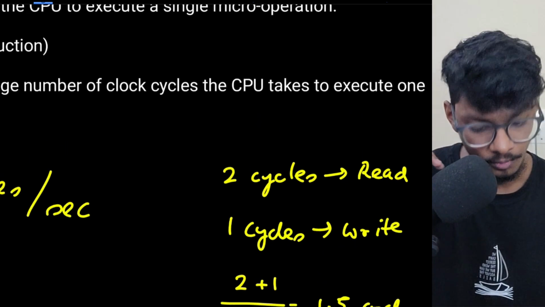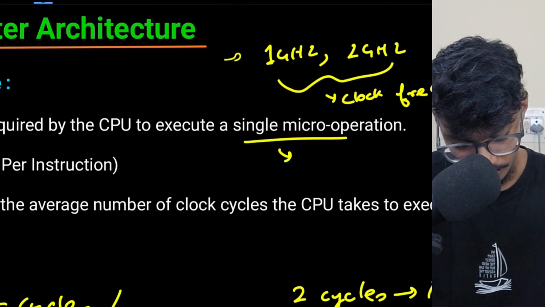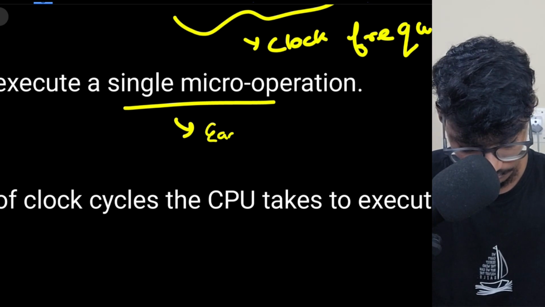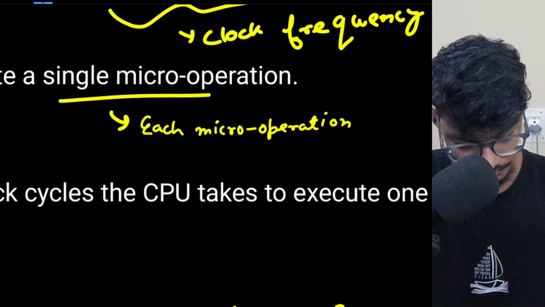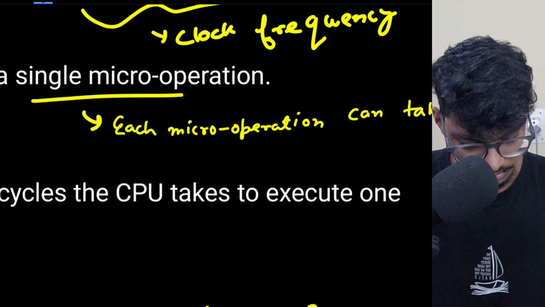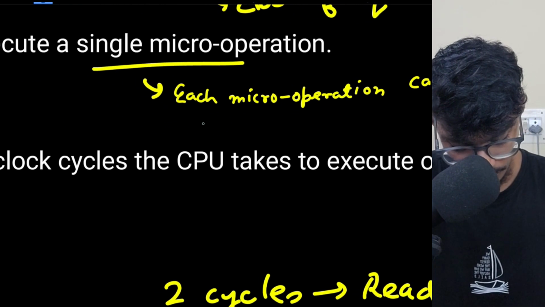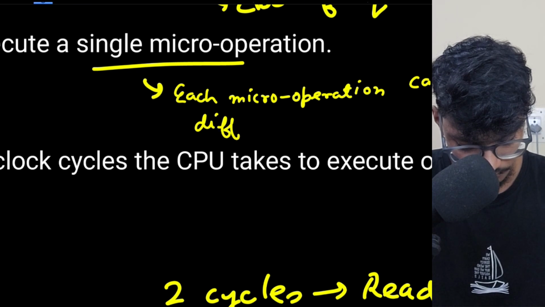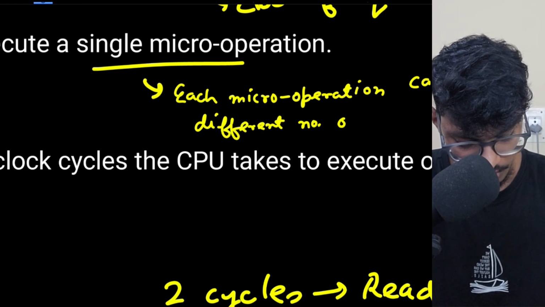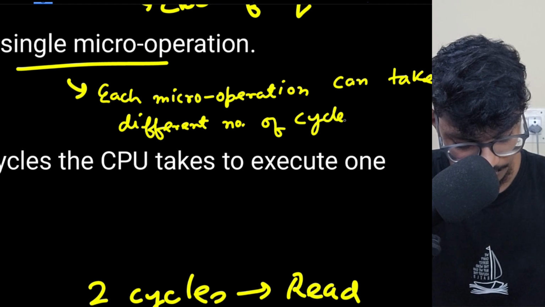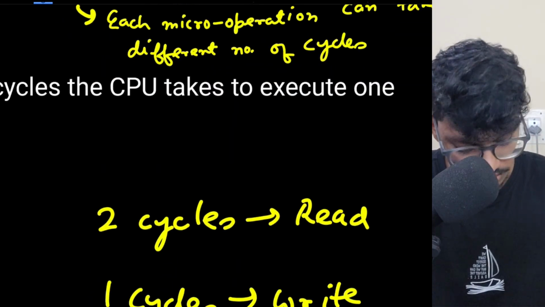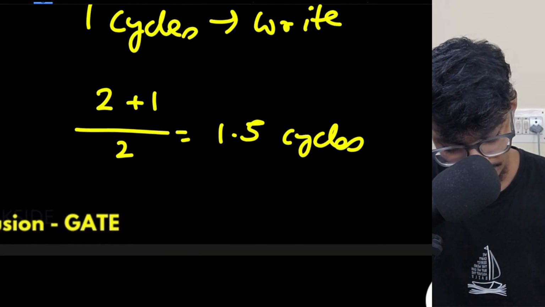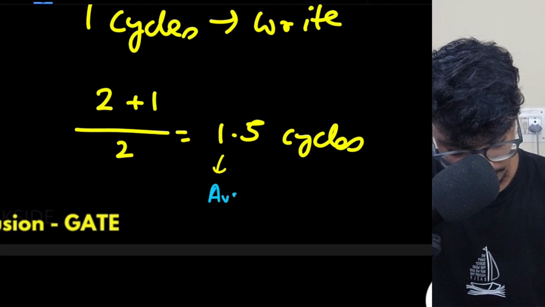So each micro operation can take a different number of cycles. What I will do is take the average of those and compute the average cycles.